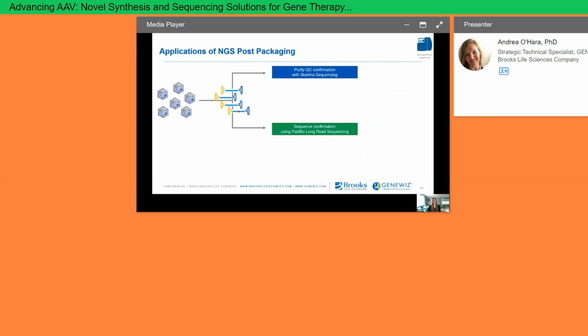To get to this, we have 2 main applications for next-generation sequencing post-packaging. The first is with Illumina sequencing, which is a short read technology, and the second is PacBio, which is a long read technology. I'd like to take you through the details of both of these, as there are pros and cons to both approaches.